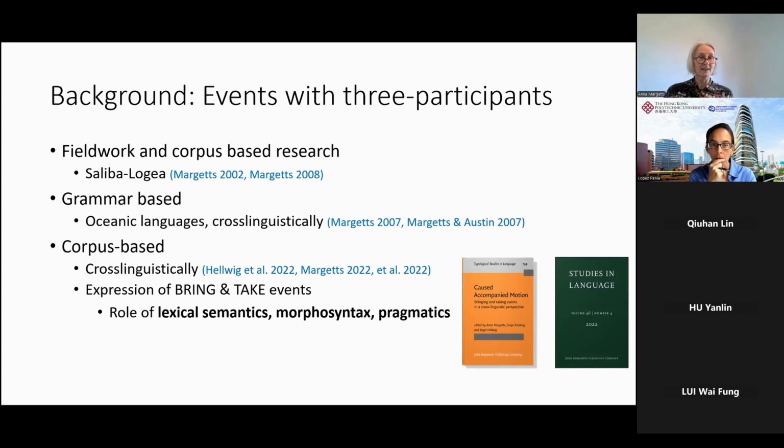So lexical semantics, morphosyntax, and pragmatics, great. But then the question came up, how about gesture? How does gesture contribute to this mosaic of how meaning is expressed, how different aspects of events are expressed? So it kind of became the elephant in the room.